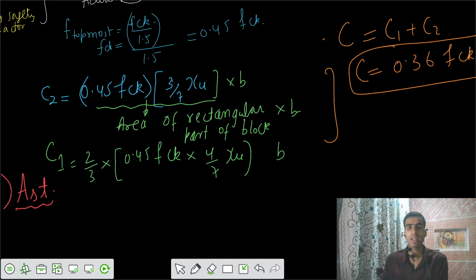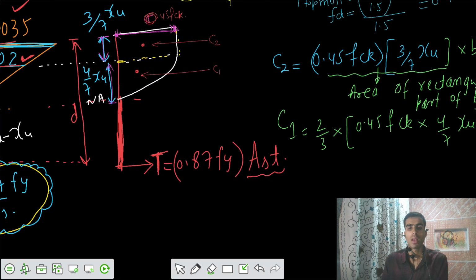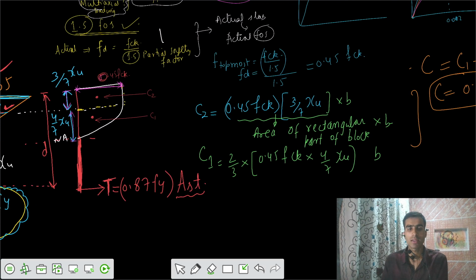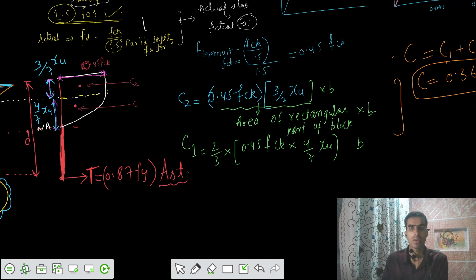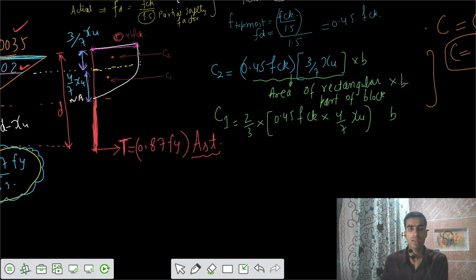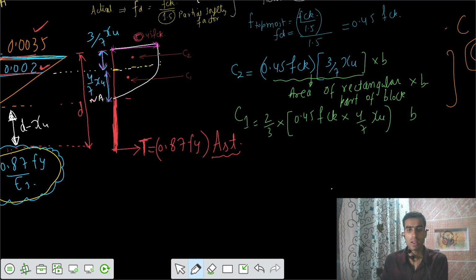Now we would ask where this total C is acting. It might be acting somewhere at the resultant of those C1 and C2. And to get the resultant from the top, let's say the resultant is at X bar. X bar is the resultant of the compressive forces C1 and C2.